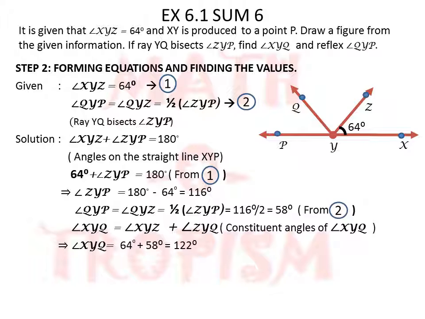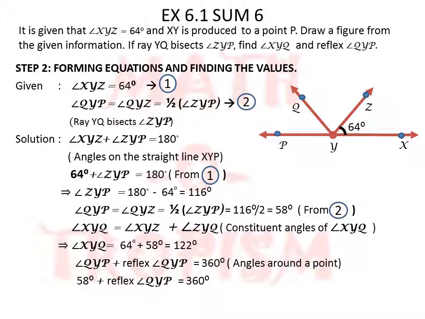Next we need to find the reflex angle of angle QYP. Any angle and its reflex angle add up to 360 degrees because it is the angle around the point. So 58 degrees plus reflex of angle QYP will give me 360. So reflex of angle QYP will be 360 minus 58, which is equal to 302 degrees.